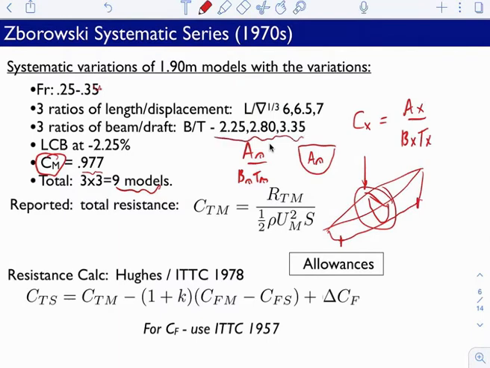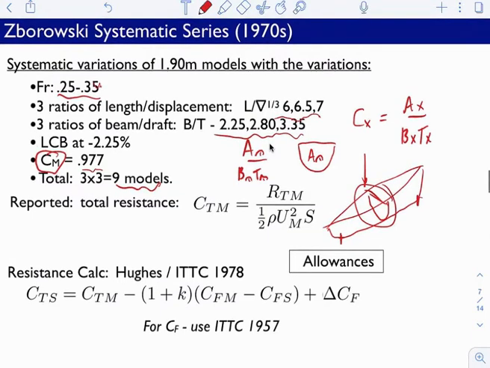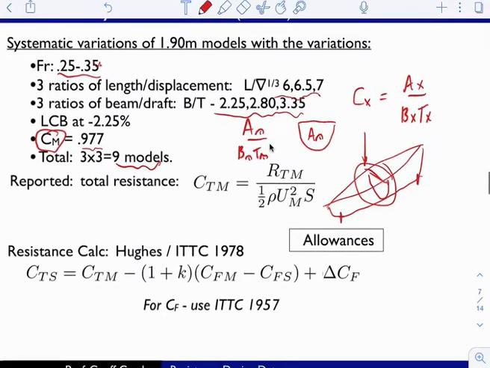You can see there's an overlap considerably with the Taylor. Three ratios of length to displacement, or slenderness ratio, and a range of Froude number that was fairly narrow, 0.25 to 0.35. But it's essentially the higher range where the wave drag becomes important, and they needed a good assessment of what was going on. They report a total resistance coefficient for these models.